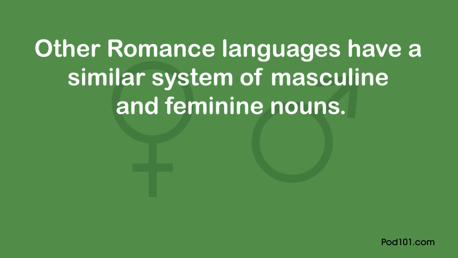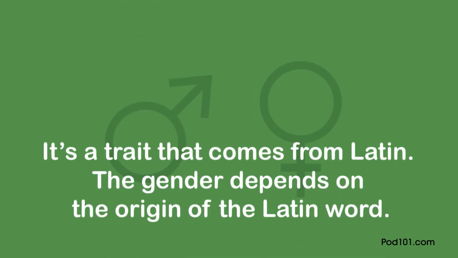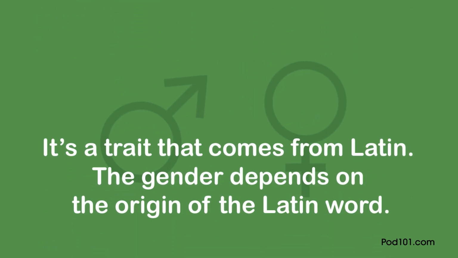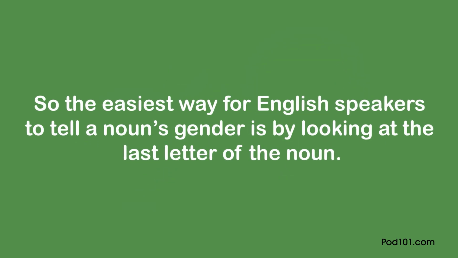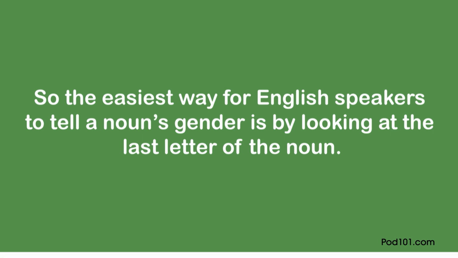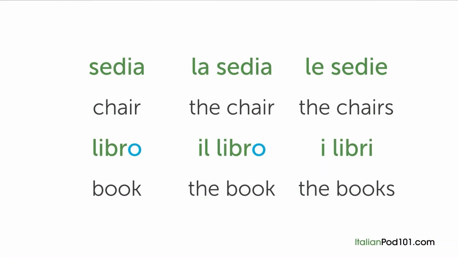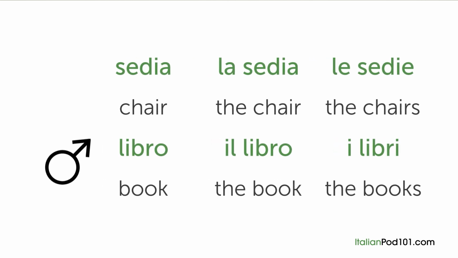Other Romance languages have a similar system of masculine and feminine nouns. It's a trait that comes from Latin. The gender depends on the origin of the Latin word. English doesn't have masculine and feminine nouns though. So the easiest way for English speakers to tell a noun's gender is by looking at the last letter of the noun. If a noun ends with O in the singular and E in the plural, it's usually masculine.